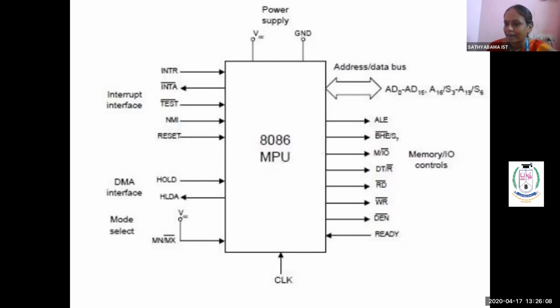Then address and data buses are there. How many bits are for the data bus? 16-bit. And for address, 20-bit. So 16-bit data bus and 20-bit address lines. Then memory and IO control. So this is the total thing. You have to remember the way we are grouping the signals. Now we will see individual signals in detail.